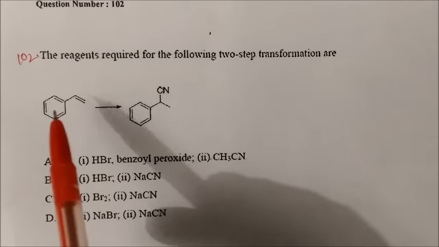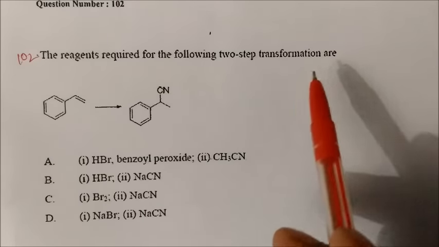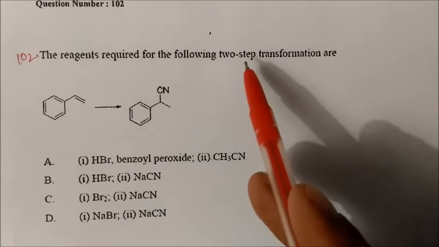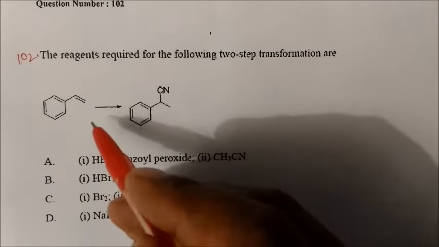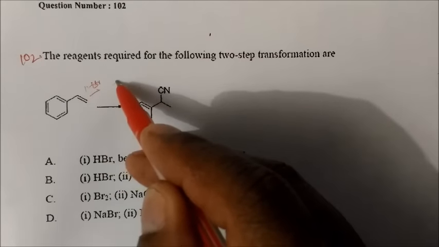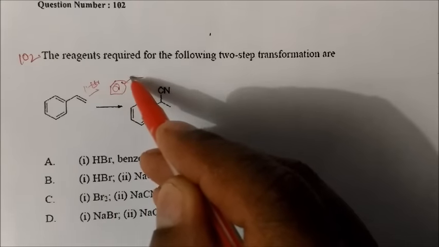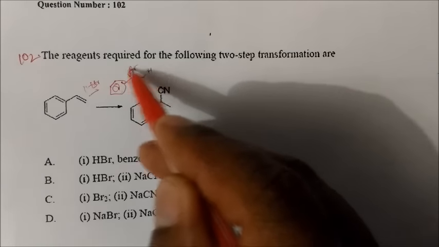Question number 102. The reagent required for the following two-step transformation is. If you see carefully, we have to form this compound in two steps. If you use HBr, it will undergo the Markovnikov rule. It will form the compound with benzene, and the carbocation forms over here. This is the plus, which is attacked by the Br, and this is the hydrogen. So we will get this compound.